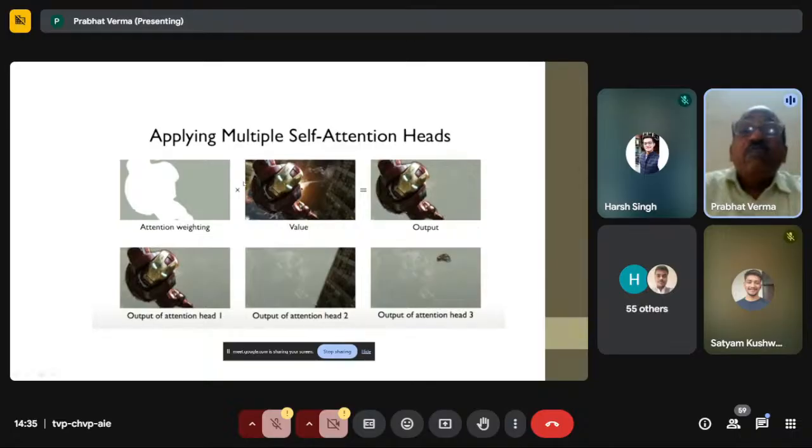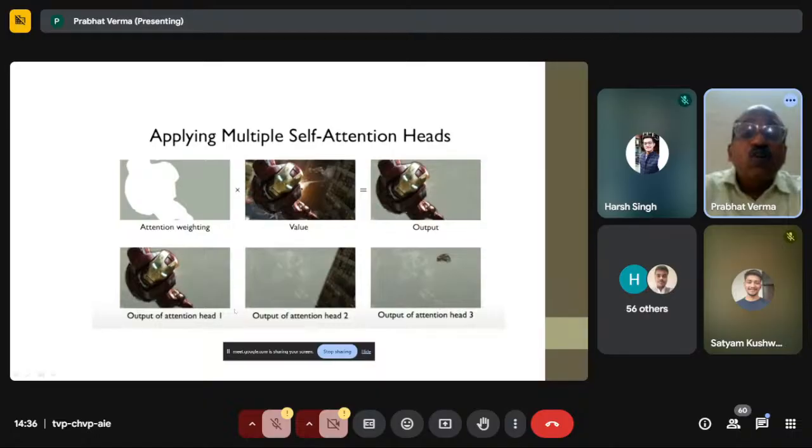Okay, so applying multiple self-attention heads. We have the attention weight that we compute, and we have the actual value by which we get the output. And we have several attention heads, which can give you several outputs.